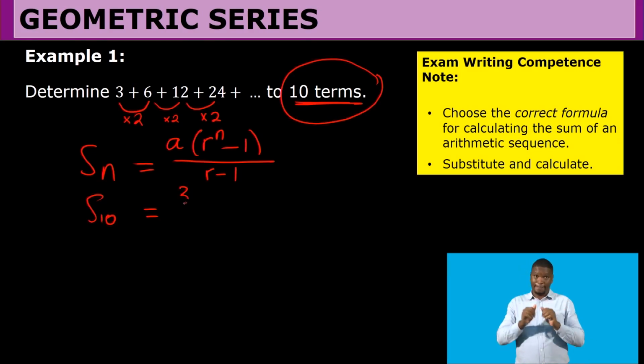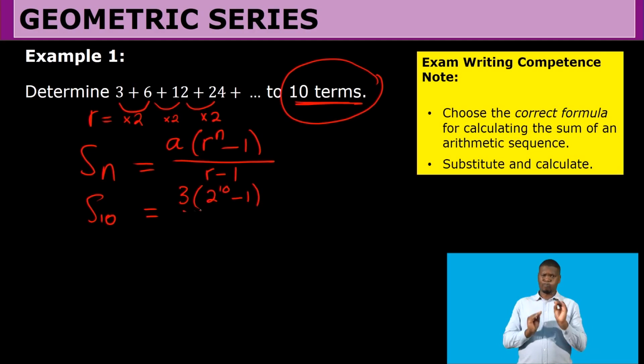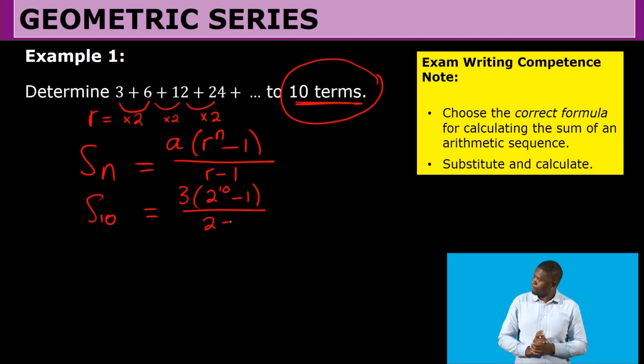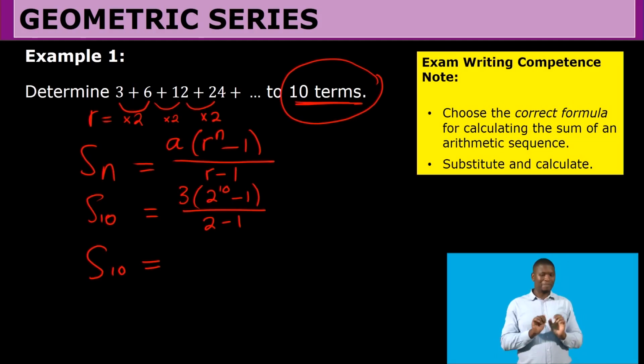The first term there is 3. We've seen that the ratio is 2, so that is 2 exponent 10 minus 1, and that is going to be divided by 2 minus 1. And of course the sum for 10 terms, when you put that into your calculator, is going to be 3,069.